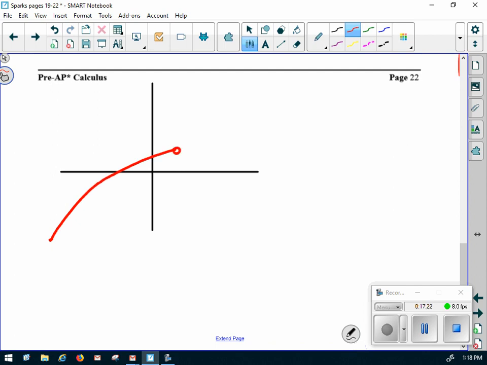So kind of like this, yeah? That's -5, -4. And this is 1, 1. That's kind of square rooty, isn't it? The parent function is this. Now let's talk about what happened.